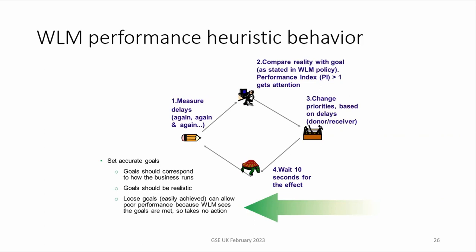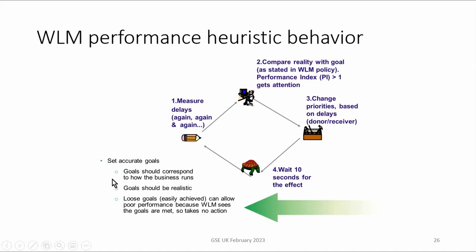So if it wants to increase your dispatching priority, it has to go find someone to take CPU from, right? It has to find a donor. If the workload on the previous page is the one that's going to be the receiver, we have to find a donor. And donors that WLM looks for are ones who have a PI of less than 0.7, right? So they're really doing well. So we're going to take resource from them because they're doing great and give it to someone who isn't doing great. WLM then waits 10 seconds before it sees what reaction this has had. And then it does it again, and then it does it again, and then it does it again.